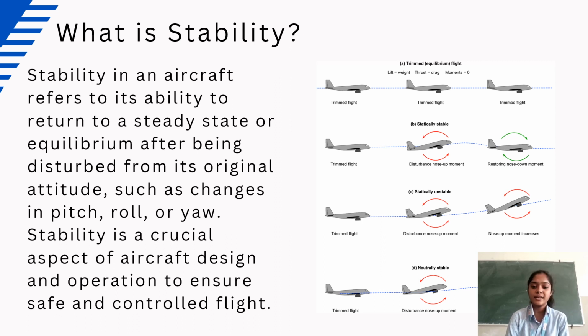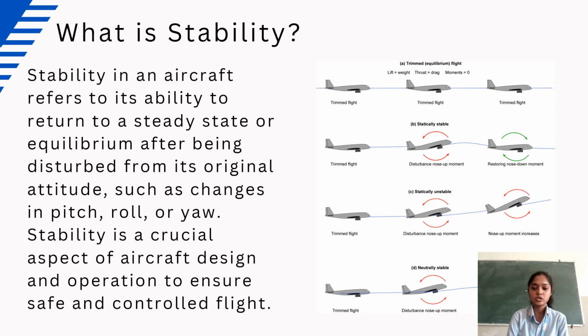So to achieve the stability, designers use various aerodynamic and structural features, including the placement of wings, tails, and surfaces, and the center of gravity. Additionally, control surfaces such as ailerons, elevators, and rudders play a role in managing stability. So now this diagram shows the different flight situations of an airplane.